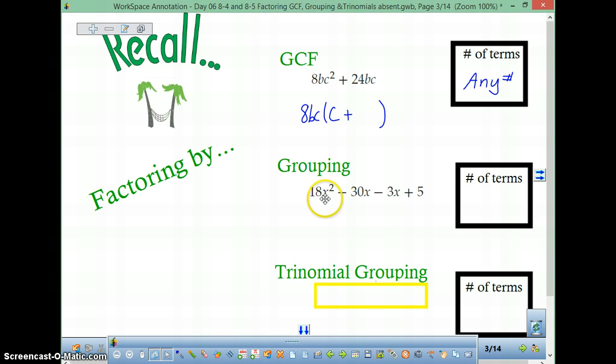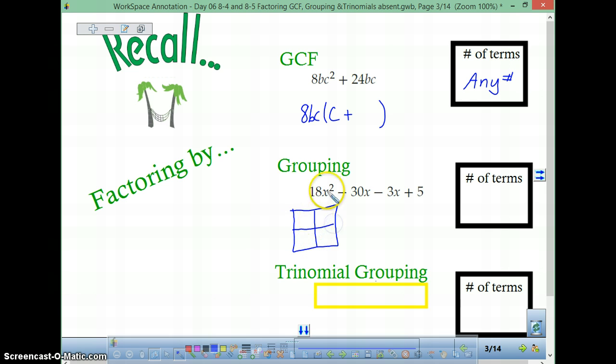Grouping. 4 terms. 1, 2, 3, 4. There's no common factor in all 4 terms. So, to do grouping, I like to use an area model. I draw a nice box. I put the term with the highest degree in the first box, 18x squared. I put the term with the lowest degree in the last box, that's a 5. These middle terms, it doesn't matter where they go. Negative 3x here.